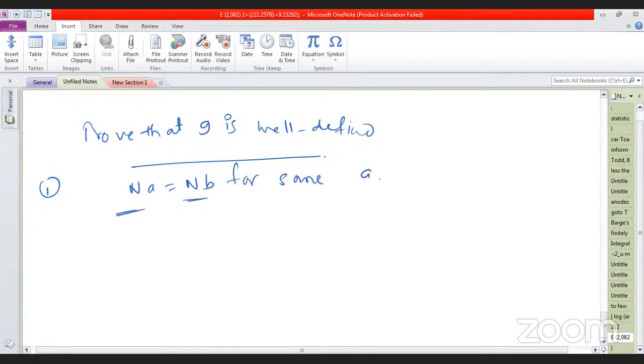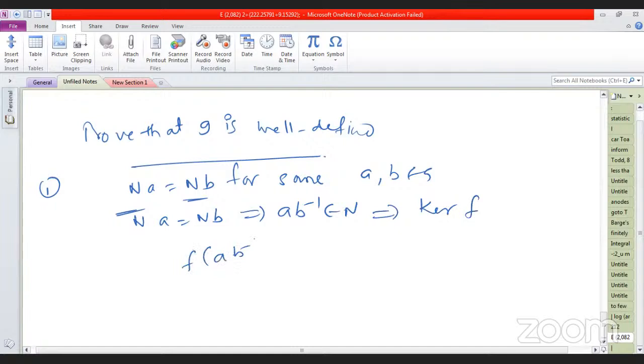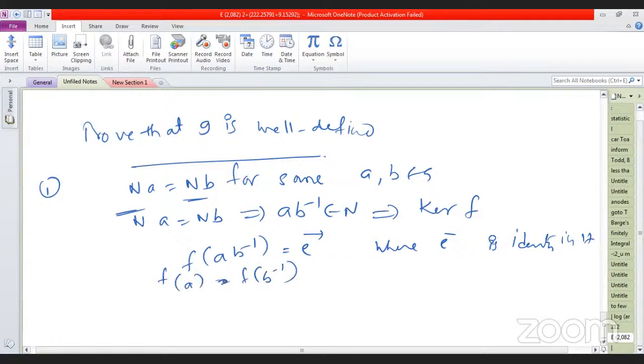Na is equal to Nb for some a, b belongs to G. So therefore, Na is equal to Nb, we can write that a b inverse belongs to N. We can write it or not? Yes, sir. This is called kernel F. As per the earlier theorem, we can write kernel F. F of a b inverse is equal to e bar, where e bar is the identity in G bar. Am I correct? F of a into F of b inverse is equal to e bar, because it is identity. So from the homomorphism, F of a into F of b inverse is equal to e bar, and also F of a into F of b whole inverse is also e bar. So both from F is a homomorphism. Am I correct?